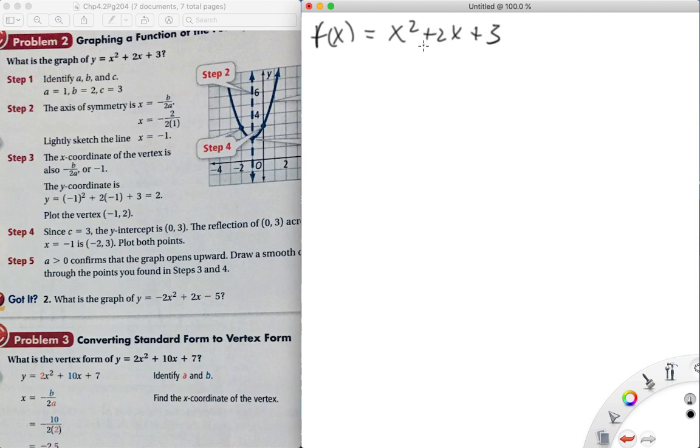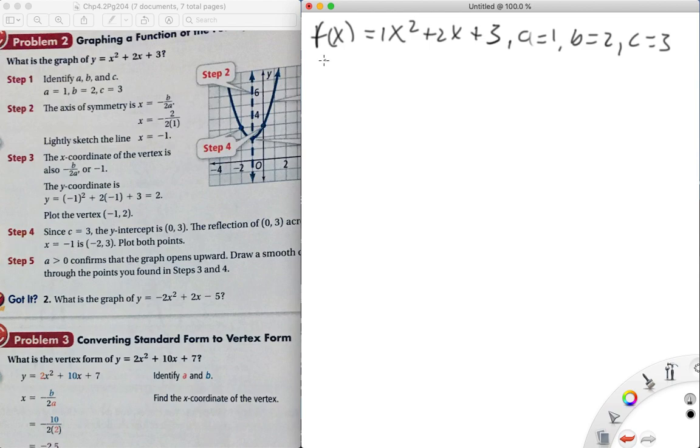Notice that if there's no number in front of here, we know that there's a 1. So a is going to equal 1. B is going to equal 2. And then C is going to equal 3.